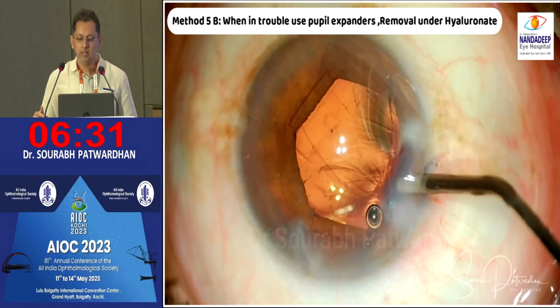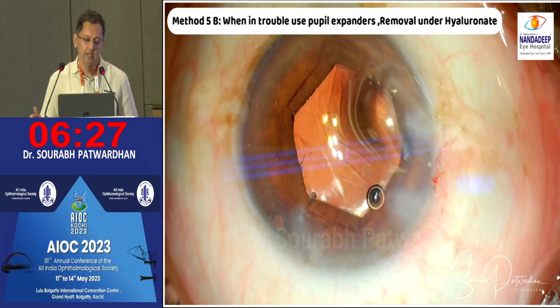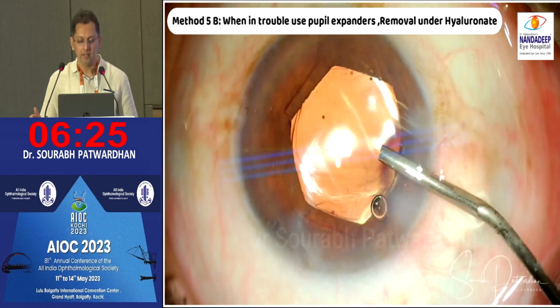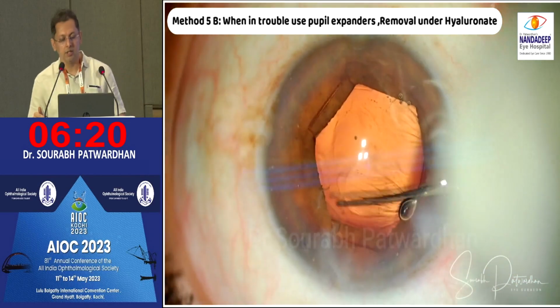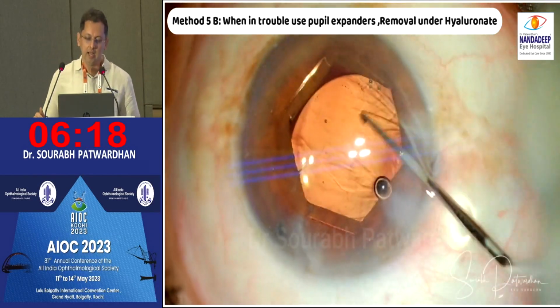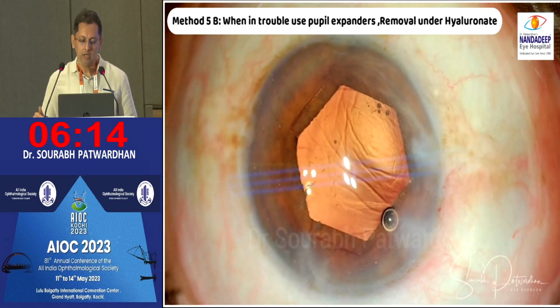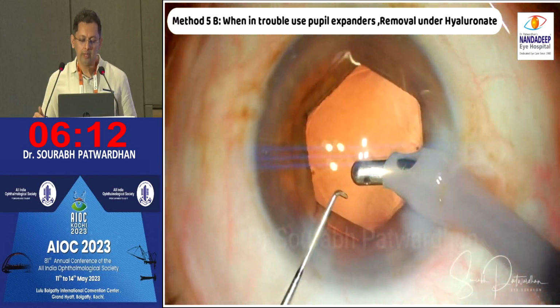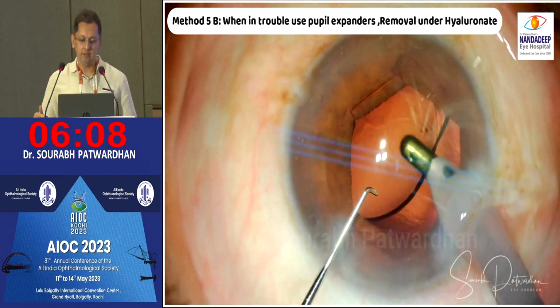What I do is that I use the pupil expanders, I remove the entire OVD, I make sure that the alignment of the IOL is perfect. So right now B hex is there, there is OVD. I am going to first remove the OVD completely, align the IOL to the perfect axis. So now I am going to remove the entire OVD, keeping the B hex in its place.